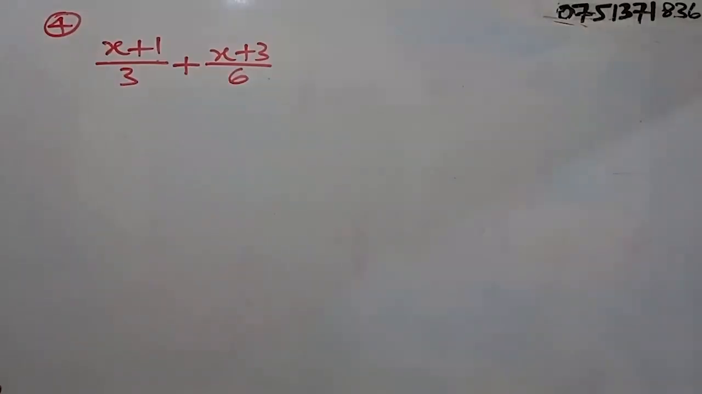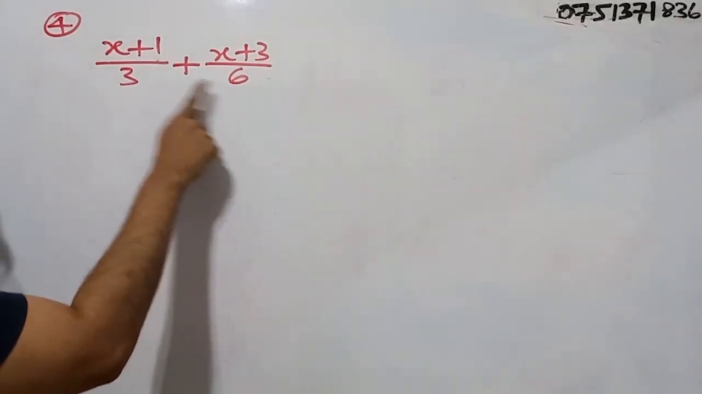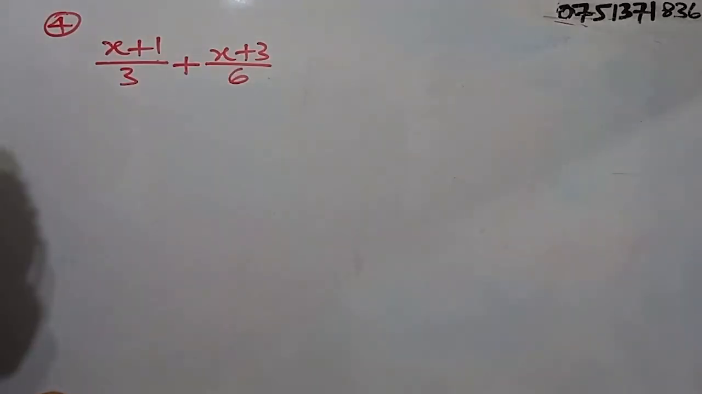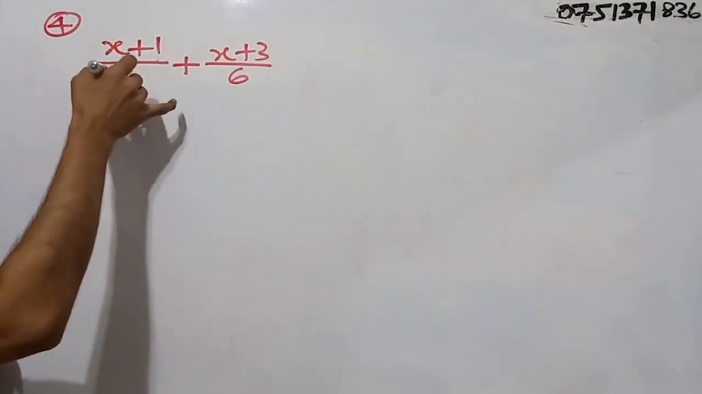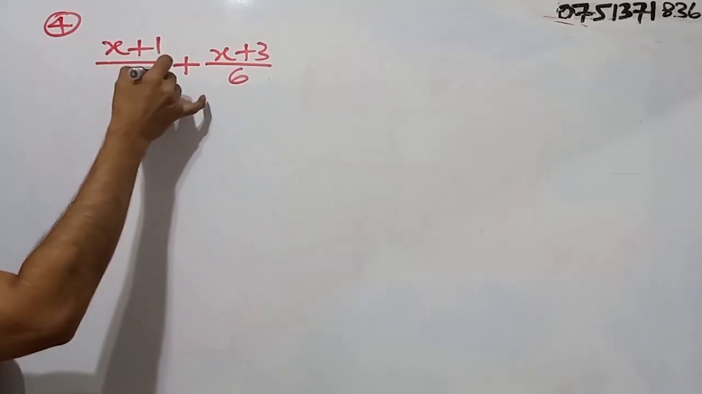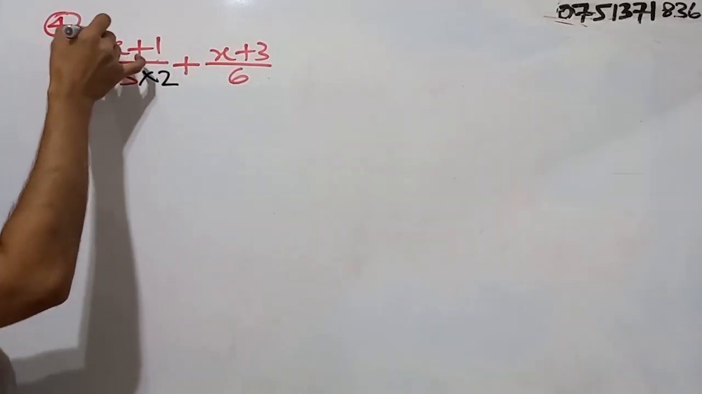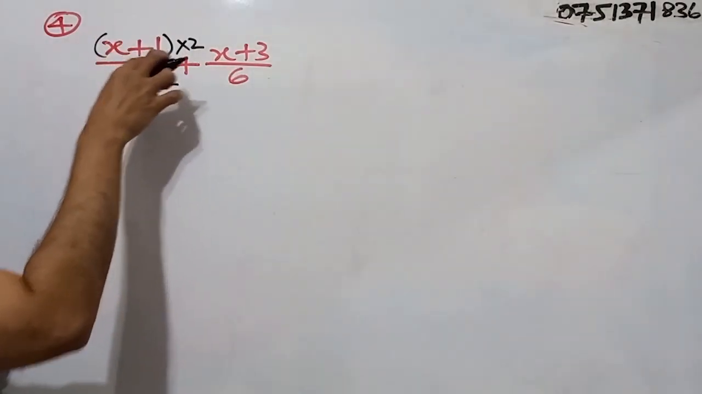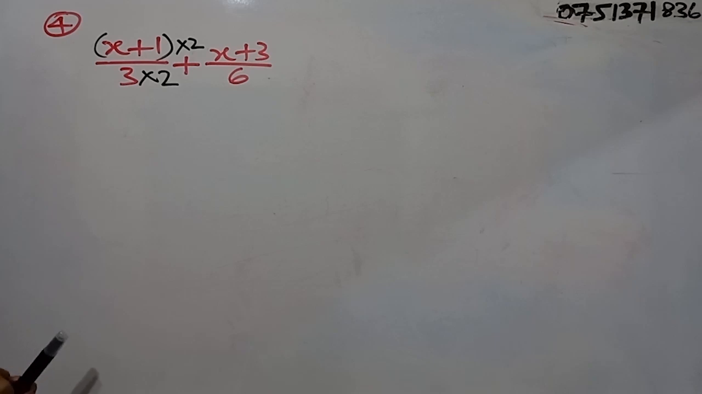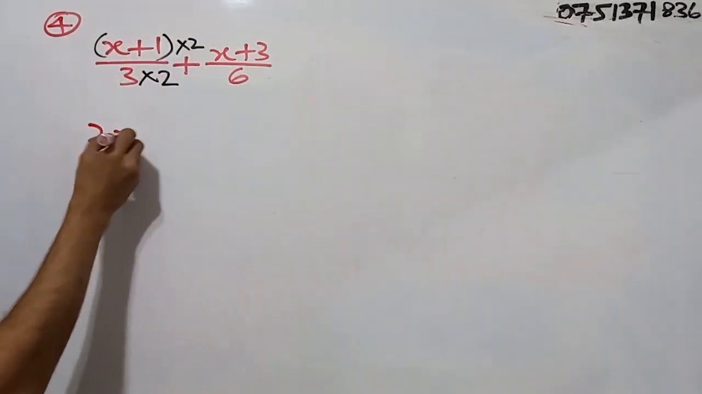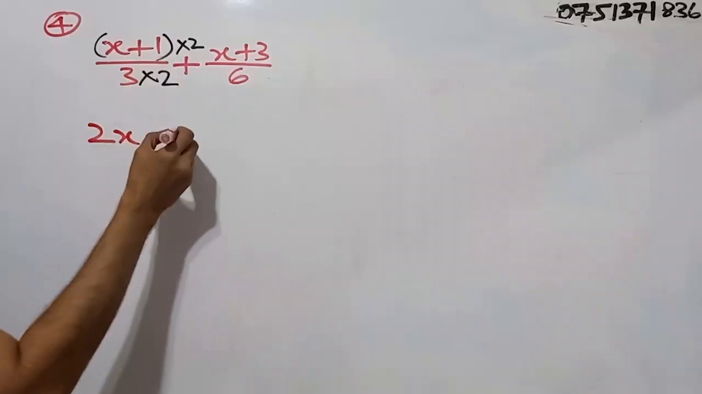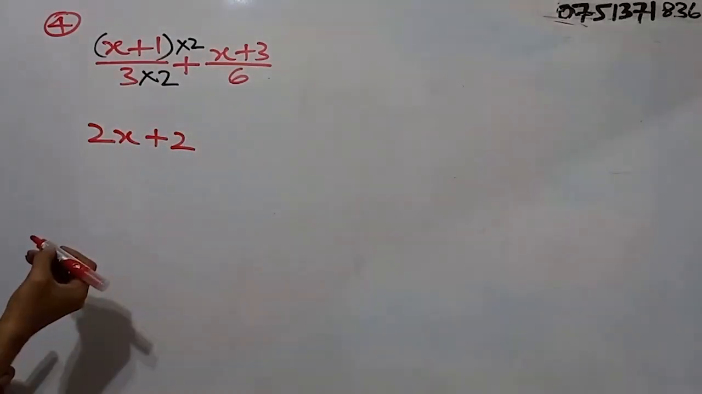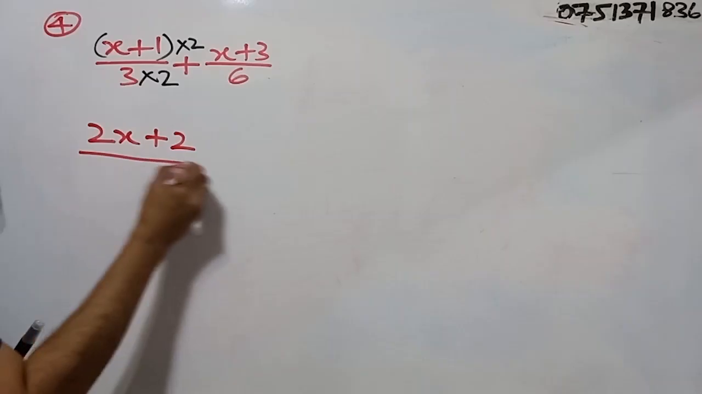Right. Question number 4. So here we have two different denominators. So obviously the least common denominator will be what? 6, right? So take the first algebraic fraction. To convert this 3 into a 6, we need to multiply it by 2. So we need to do the same thing to the numerator as well. But here the entire numerator is what? An algebraic expression. Okay? So 2 into x, that is 2x, it is positive. 2 into 1, that is 2, it is also positive, right? So what will be the denominator?